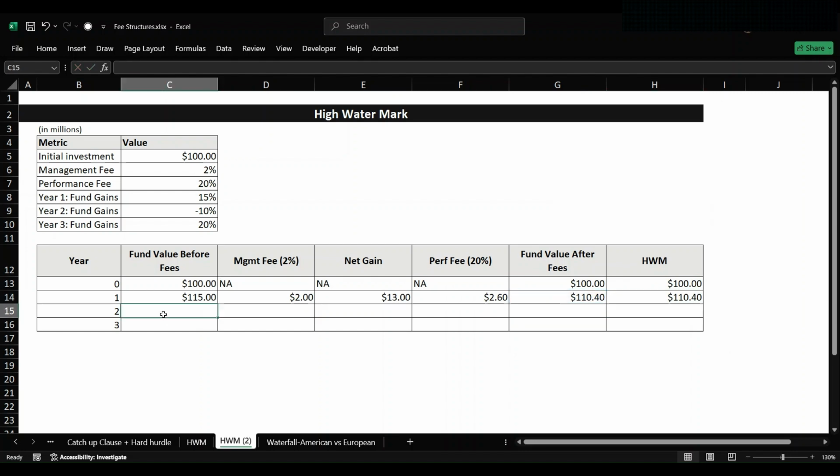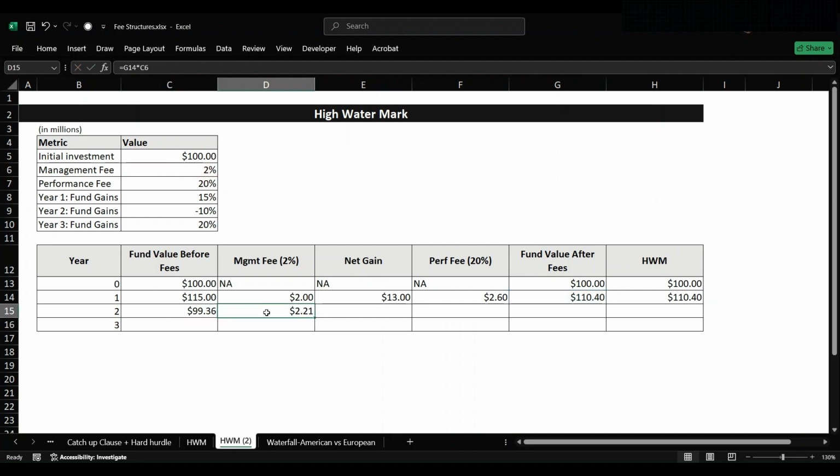Now, calculating fund value before fees for year 2. In this year, we have a loss of 10%. Therefore, our fund value before fees will get reduced to 99.36 million. Calculating management fees, which is 110.4 million into 2%.